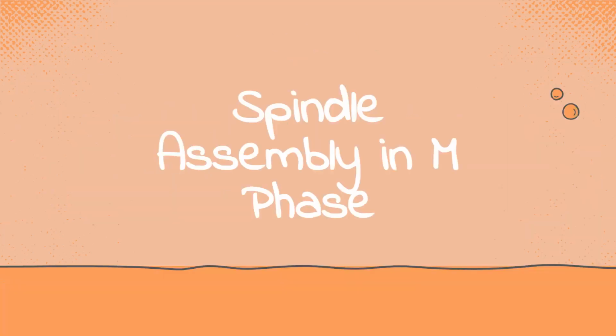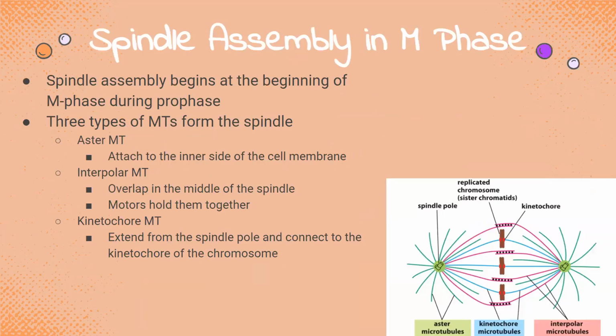Okay, so spindle assembly. The beginnings of spindle assembly are during prophase. For this, I would know the difference between the three types of microtubules. So we have aster microtubules, interpolar microtubules, and kinetochore microtubules. I think kinetochore microtubules are probably the most intuitive. They are extending from our spindle poles on either side of the cell, and they're grabbing at the kinetochore of the sister chromatid. So those are going to be the ones that are eventually shortening and pulling the chromosomes to either spindle pole during anaphase.